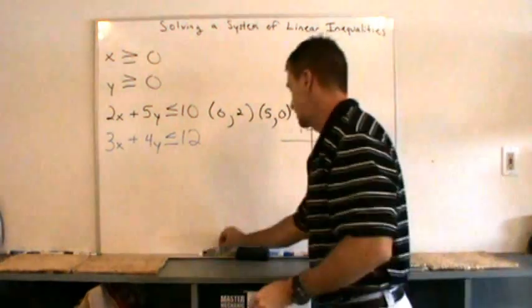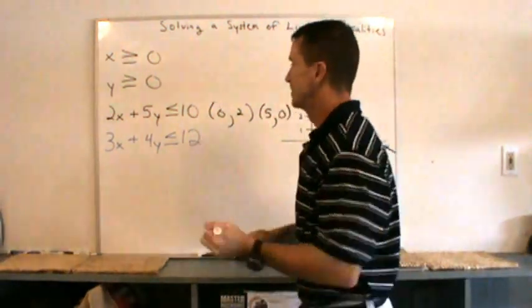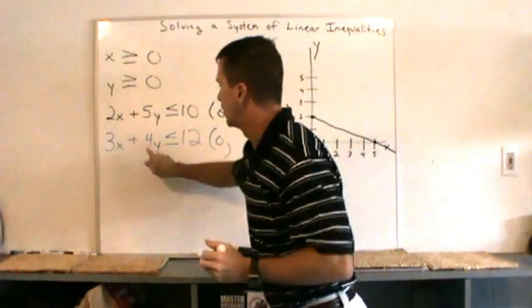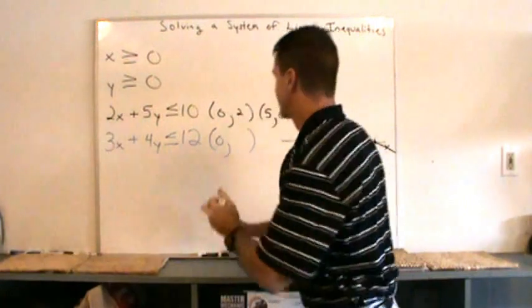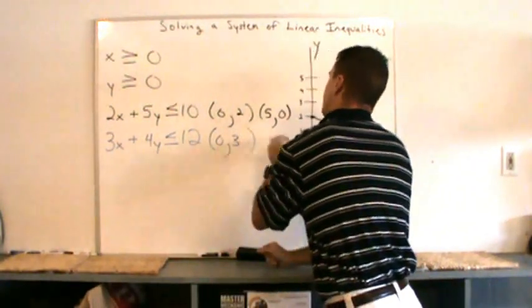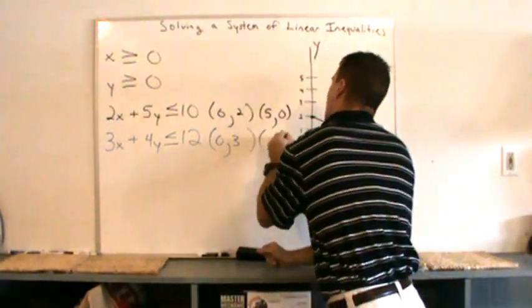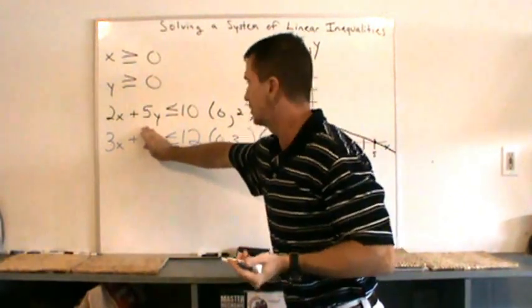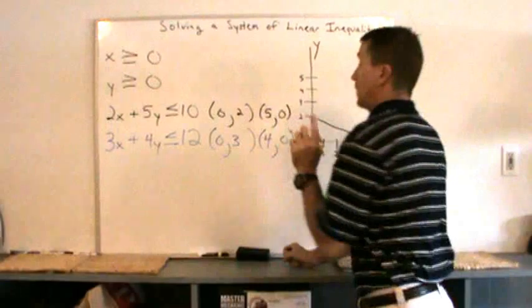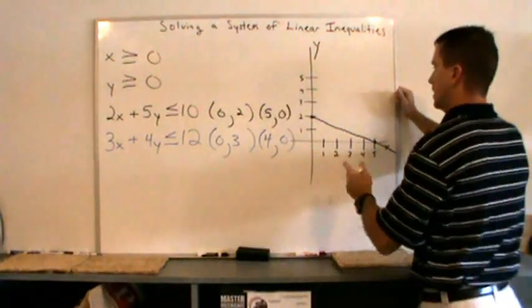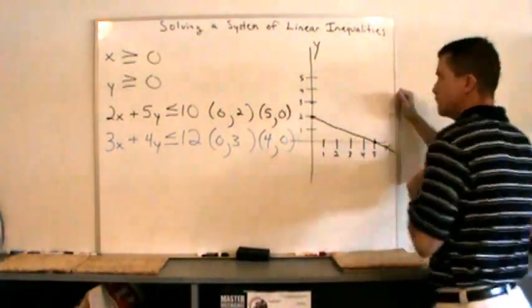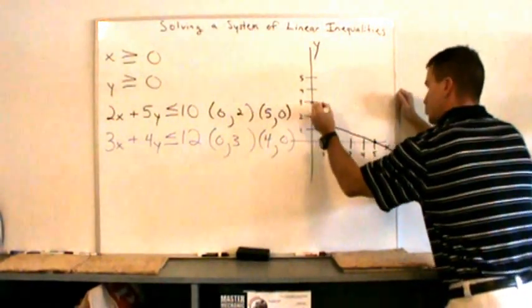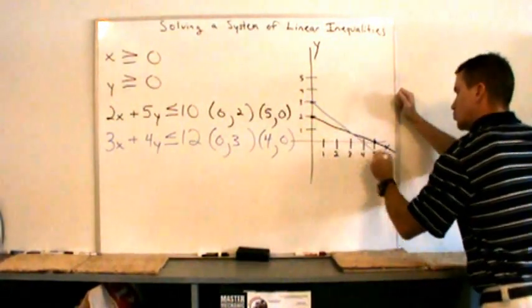Now how about this other line? Let's do the intercept method. What if x is 0? y would be equal to 3. And what if y equals 0? x would equal 4, since 3 times 4 equals 12. I'll plot these. Here's 0, 3. Here's 4, 0. Graph this line. There we go.